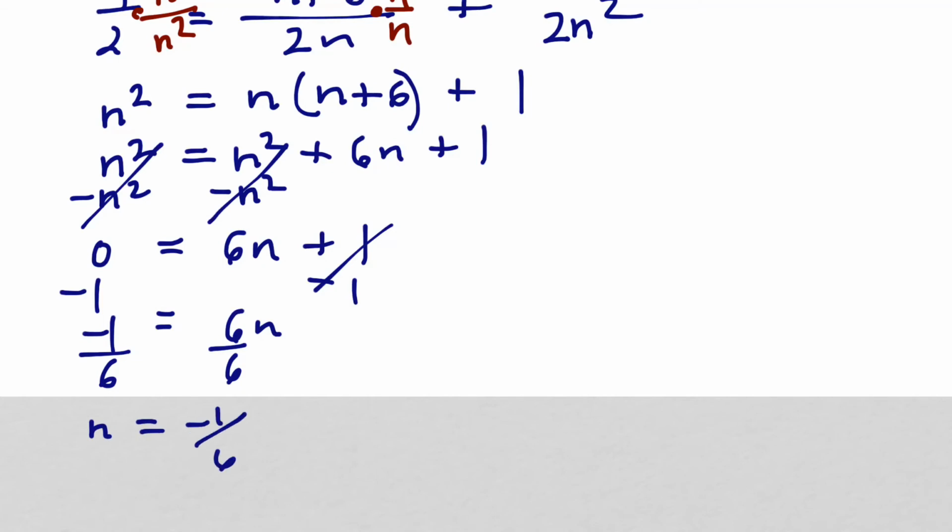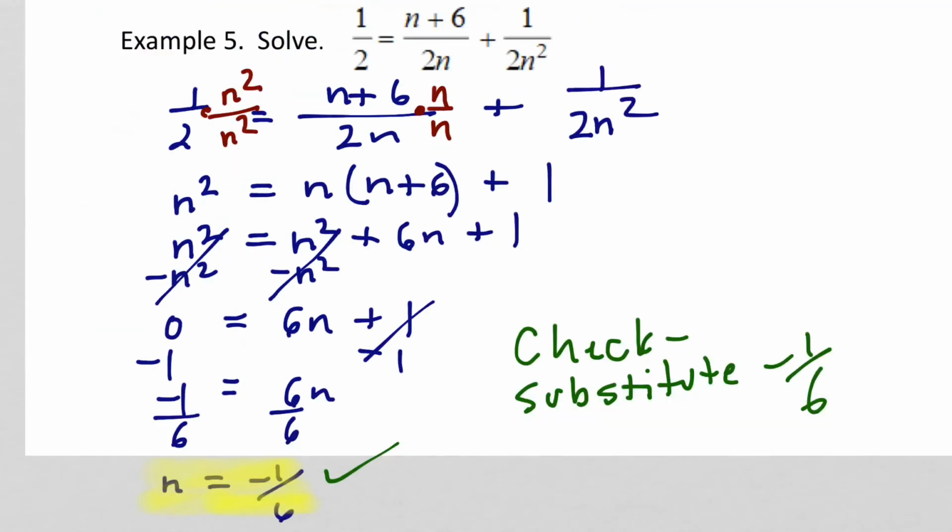Right, so let's check it. So I went ahead and substituted negative 1/6 into the original equation and found out that I did get a true statement. So n is equal to negative 1/6. Okay, so you want to go ahead and check your results on these and make sure that you get a true solution. Otherwise, you're going to say no solution.